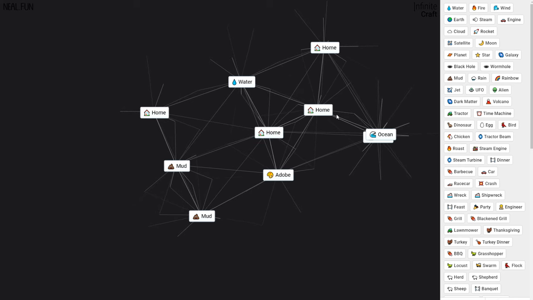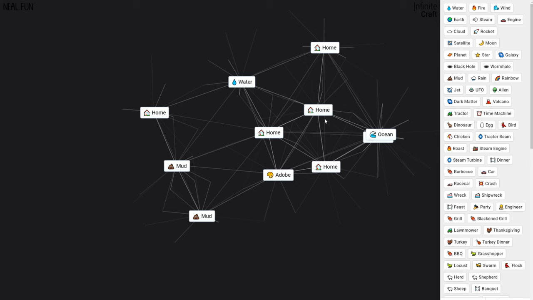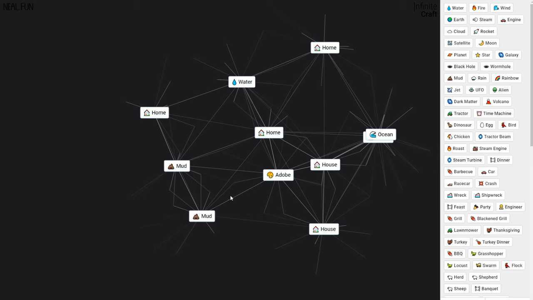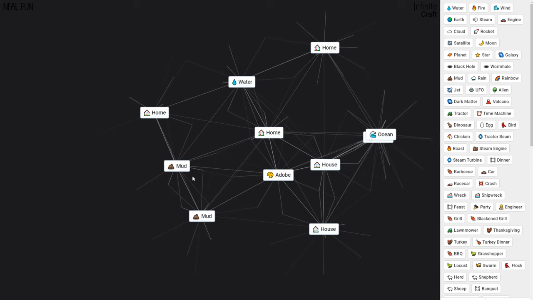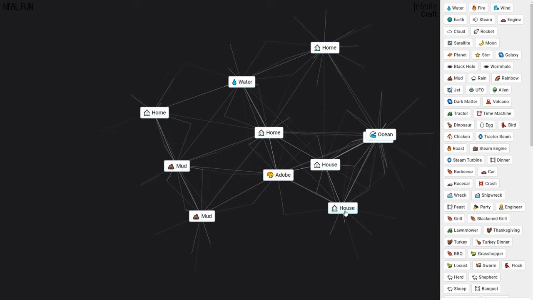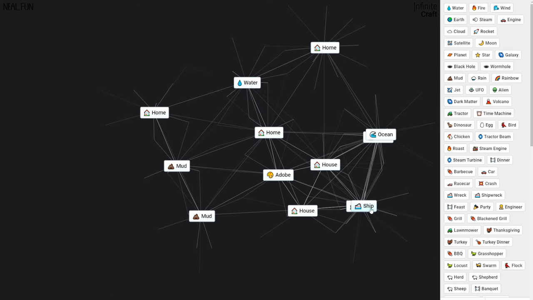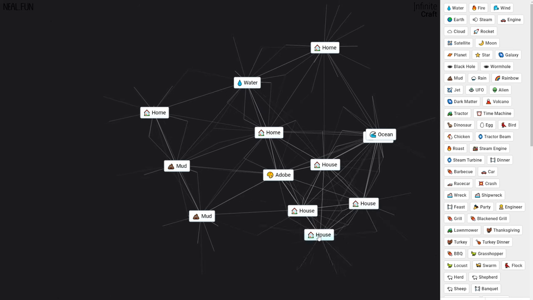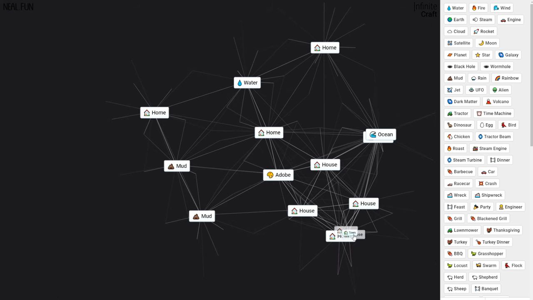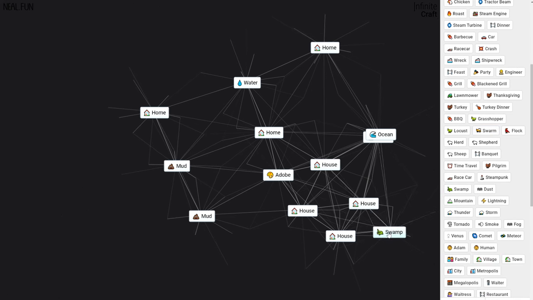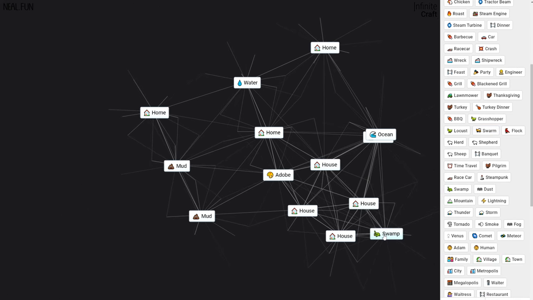Okay. That's actually a great idea though. So it's mud and what is Adobe? Mud and brick. So mud and fire to make brick. And then brick and mud to make Adobe. So, mud and brick is Adobe, and then Adobe and Steam. No, it's Adobe. Adobe and what? Oh God.